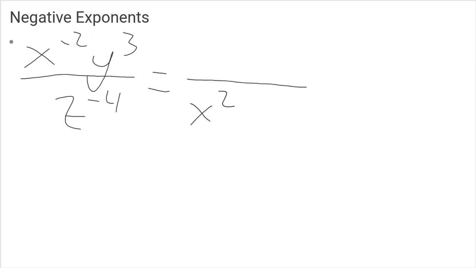So x squared comes down. Y to the 3rd, because it's positive, stays on top. And z to the 4th, because it's negative, has to go to the other side of the fraction. So z to the 4th.